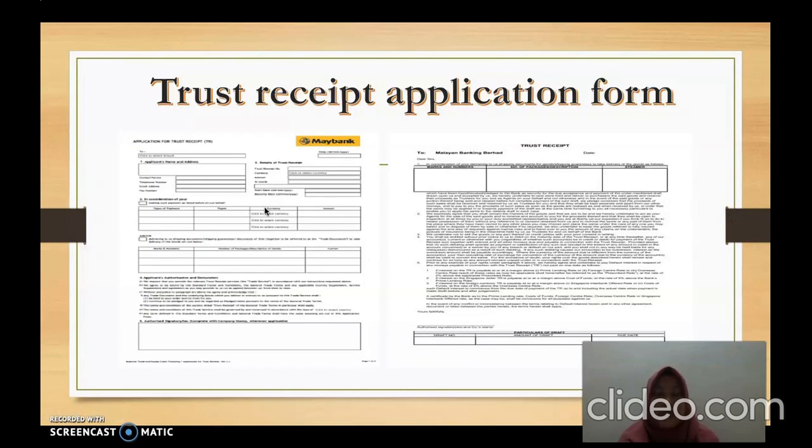Okay, so this is the example. As you can see here is an example of the trust receipt application form from MAYBANK, which customers can get from MAYBANK at their branch.